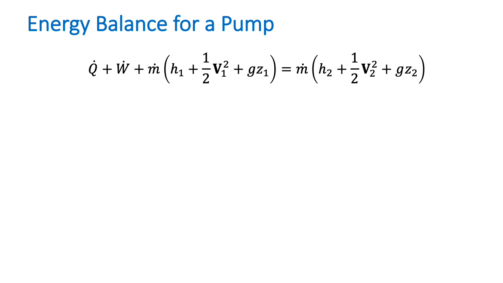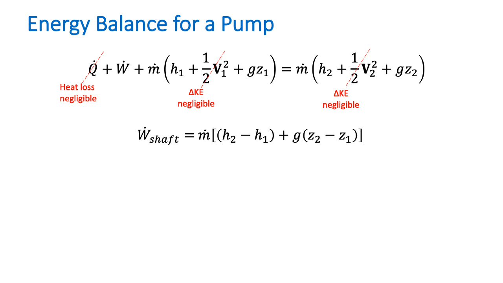So if we start off with our energy balance equation, we can neglect Q dot, we can neglect the change in kinetic energy, and our energy balance becomes that the work done is equal to m dot (H2 minus H1) plus g (Z2 minus Z1). So the terms which we are looking at are the change in enthalpy and the change in potential energy.